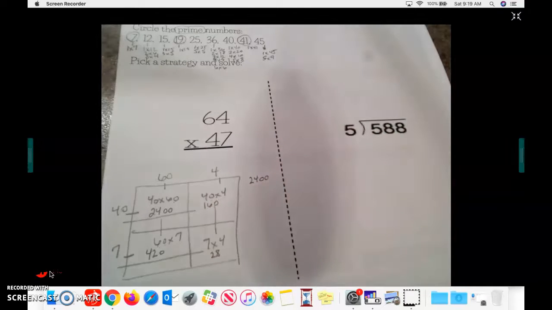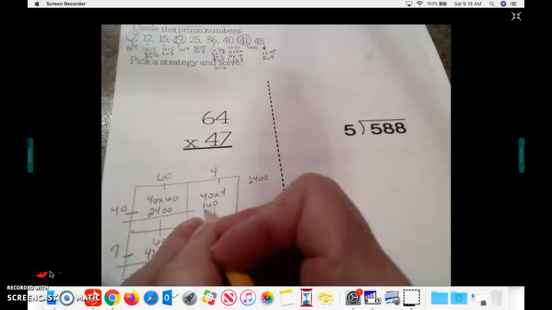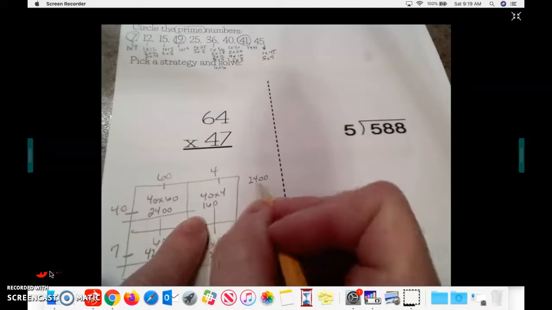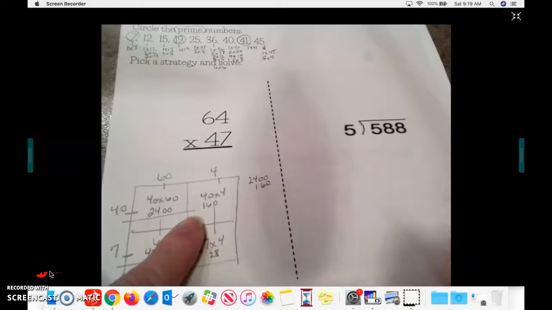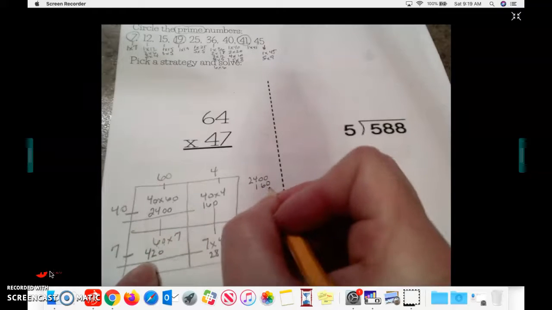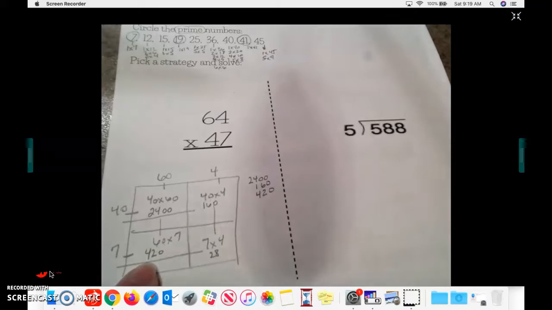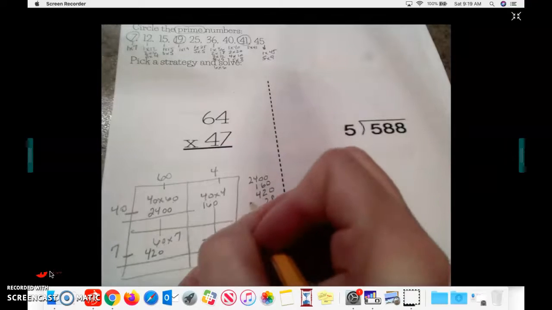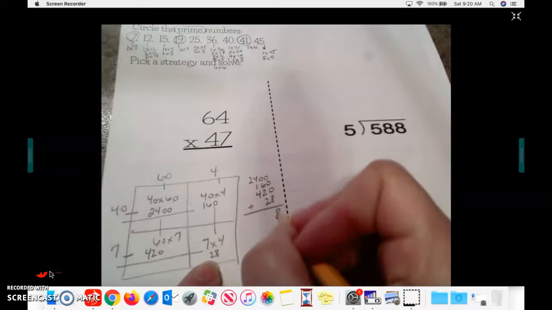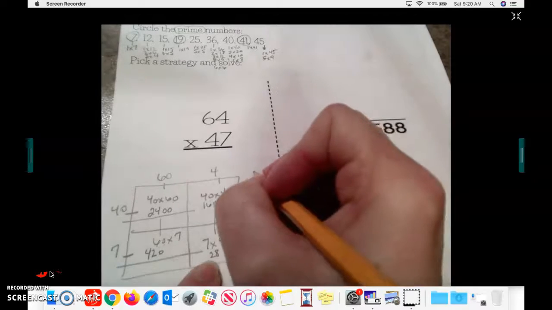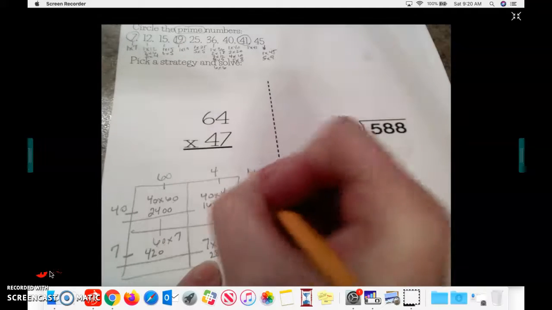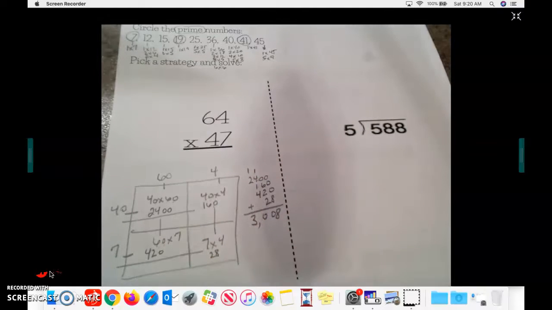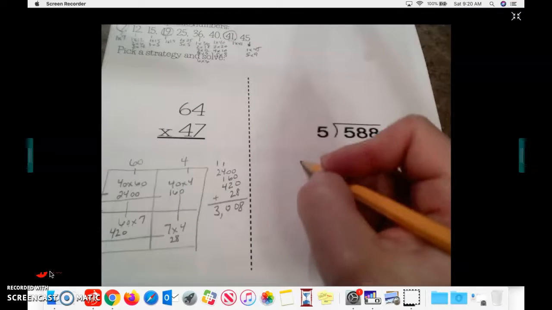I have 2,400. So if I have 160, there's only 3 digits in 160. When I go to line up a number, I always want to start in the ones column. So I would do 160. 420, it has 3 digits, so it should line up right underneath the 160. And then finally, I have 28. And when I add those up, 8, 6, 7, 8, 9, 10. Regroup my 1 there. 4, 5, plus 4 is 9, and 10. Regroup my 1. 2 plus 1 is 3. 3,008.